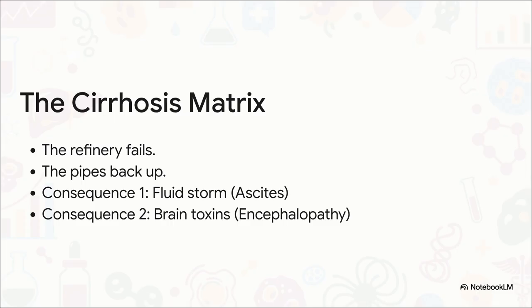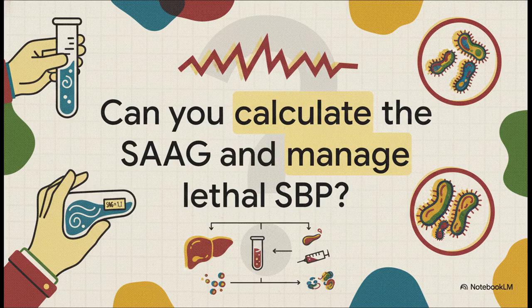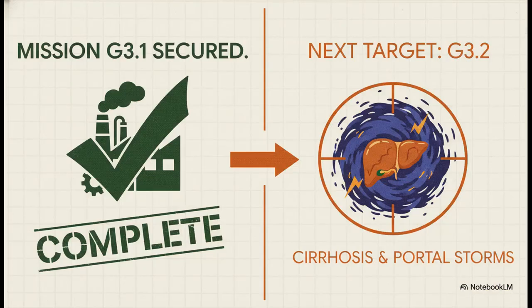This is the next level of complexity. So, welcome to the cirrhosis matrix. To master this matrix, you've got to answer tougher questions. Can you calculate the SAAG, the serum ascites albumin gradient, to figure out why that fluid is there? More importantly, can you manage the lethal threat of spontaneous bacterial peritonitis, a life-threatening infection of that fluid? These are the high-stakes challenges of our next target. Mission G3.1 is secured. You now have the tools to analyze the refinery reports. Your next target is G3.2, cirrhosis and portal storms. Prepare for the next module.